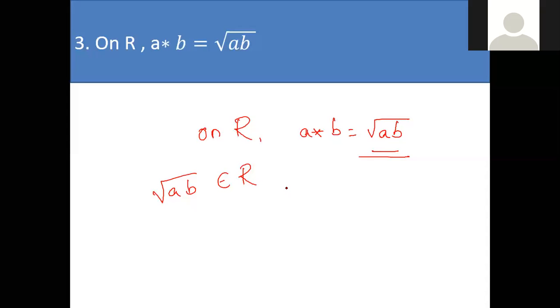So I'll take an example. Okay, Bhanu Prakash has said no. Why, Bhanu Prakash? Yes, Ranjita also has said no. Okay, so I can see many noes. So can you give me an example why it is not a binary operation? Can you find any numbers A and B such that square root of AB does not belong to real numbers? Can you give some values for A and B, so that square root of AB is not a real number?